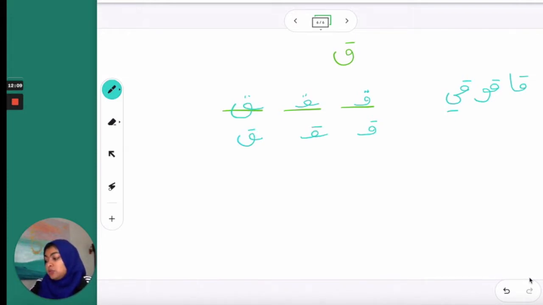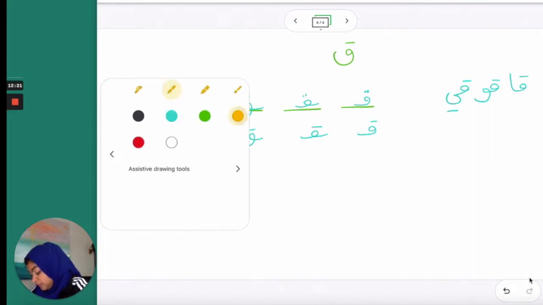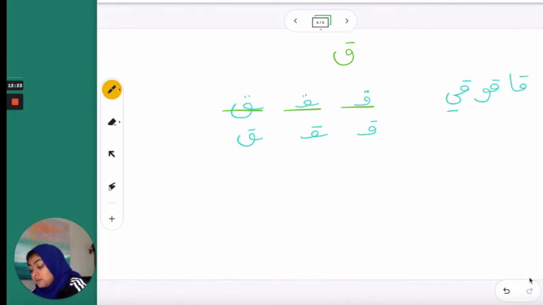So let's do some words. Let's spell out the word qaf. If you were to spell out its name, how would you write that? You'd have a qa with an alif. Remember, heavy letters with the alif make the ah sound versus the light ah. Okay, so qa, qaf, alif.